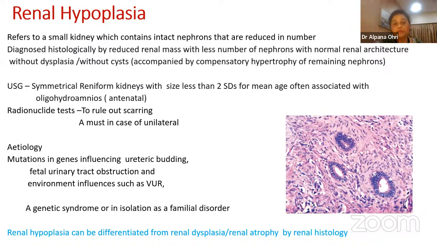When a patient is coming for the first time with smallish kidneys, we cannot distinguish upfront whether it's hypoplastic kidneys or scarred kidneys. So radionuclide tests to rule out scarring. And radionuclide tests are a must in case of unilateral hypoplasia. The etiology of renal hypoplasia may be mutations in genes influencing ureteric budding, fetal urinary tract obstruction, or environmental influences such as VUR. In many, it is a genetic syndrome, which may occur in isolation or as a familial disorder. Now, as I said upfront, by definition, renal hypoplasia requires histology.